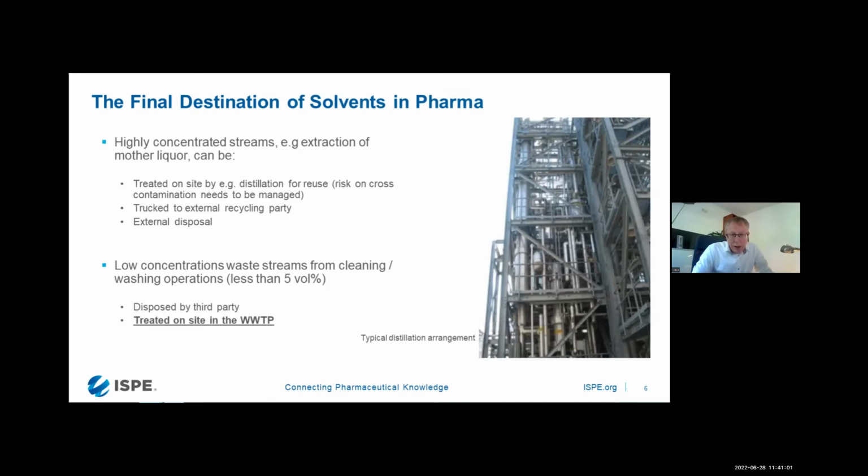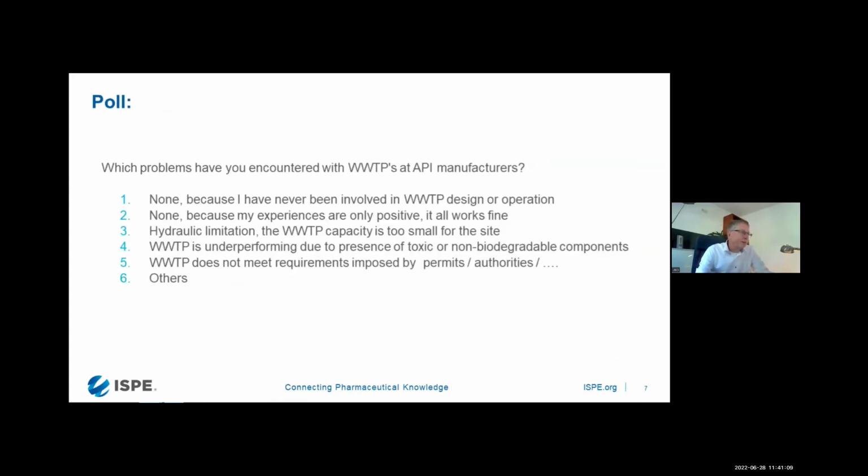The alternative, treating it on site in a wastewater treatment plant, also can have some additional problems, and that brings me to my second question. For those of you who have experience with wastewater treatment plants on API manufacturing sites, I'm wondering whether you have had any problems with those wastewater treatment plants, or maybe if you are aware of it. So the replies can be none, because you're not involved in the operation or design of such a wastewater treatment plant. It can be none because you believe everything works fine.